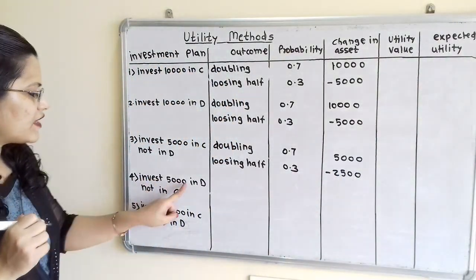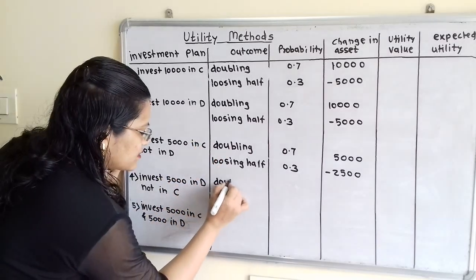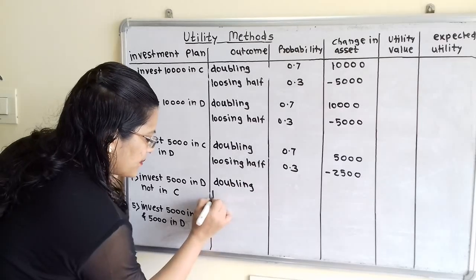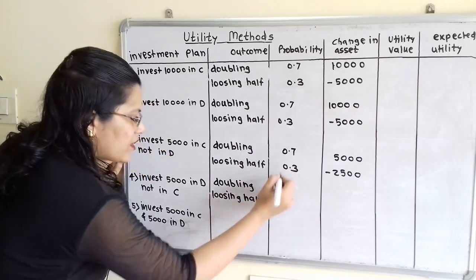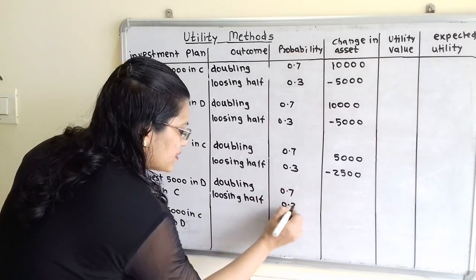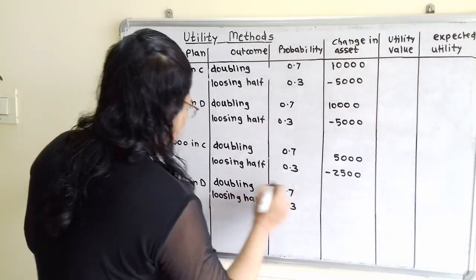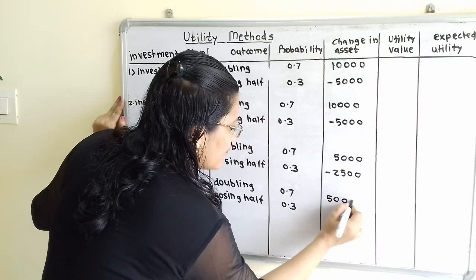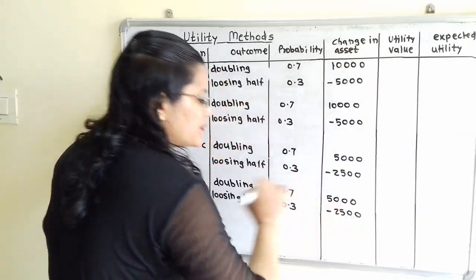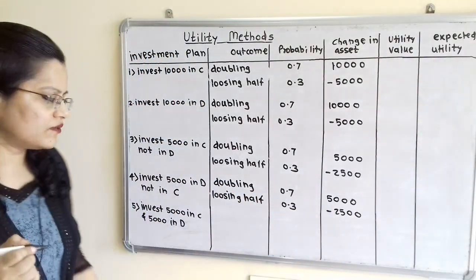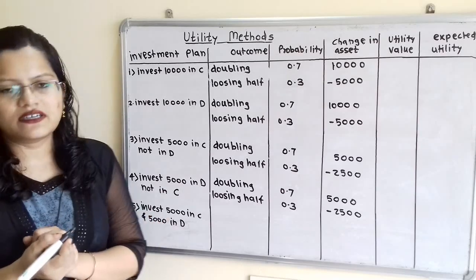Now in the same way, invest 5,000 in D and not in C. The same outcomes are there, doubling as well as losing half. For both companies the same probability is given, so we write doubling money 0.7 and losing half 0.3. For doubling we will get an extra 5,000, and for losing half this 2,500 rupees is decreased, that is minus 2,500.